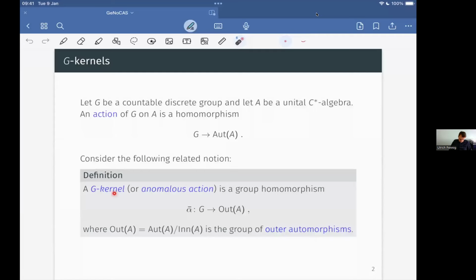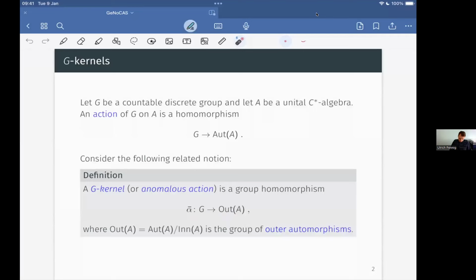So a G-kernel, or sometimes also called anomalous action, is for me just a group homomorphism from G to the outer automorphisms of A. So the outer automorphism group is just the star automorphisms modulo the inner automorphisms, so the ones that are represented by conjugation by a unitary, right? Notice that some authors would demand G-kernels to be injective, and I'm not doing that here. For me, a G-kernel is just a group homomorphism like this.